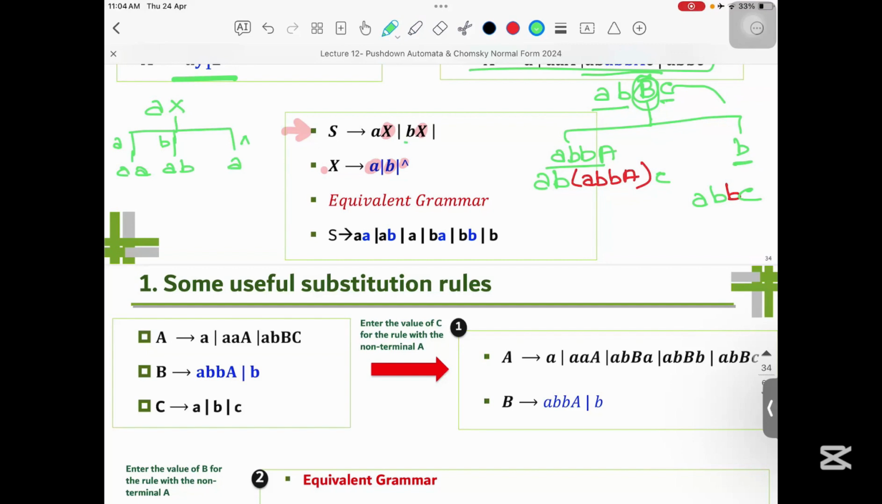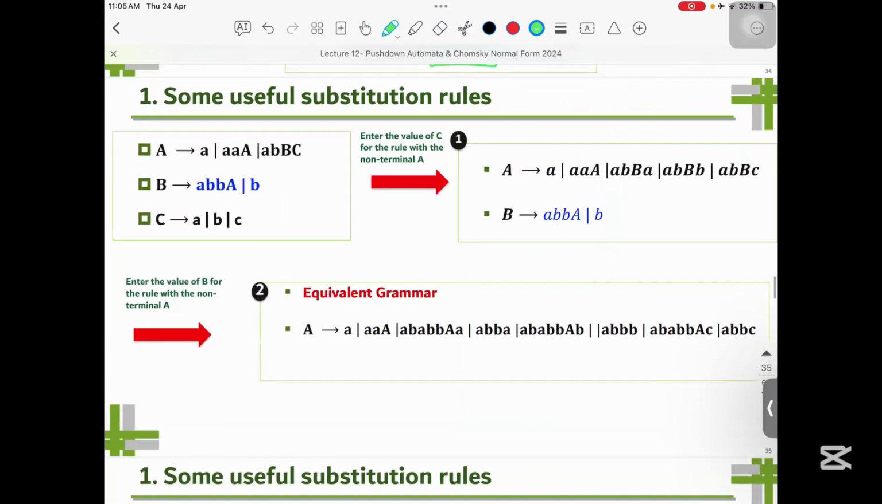Now for BX, as you know, X can be either A, B, or empty. So here it is BA, here it is BB, and if it is empty, it will be only B. So you can see here it is AA, AB, and A. And this part is BA, BB, and B. Here we did the substitution. Same is the case here. Here we can do the substitution.